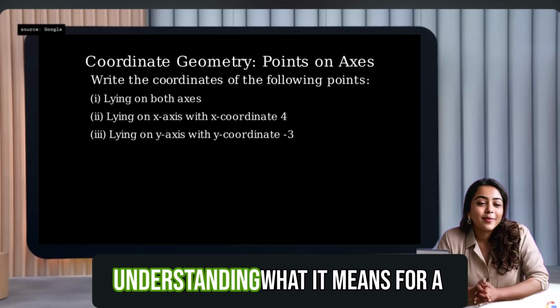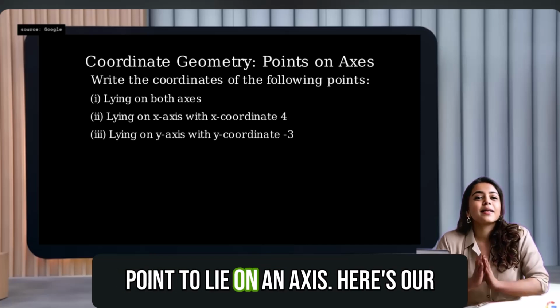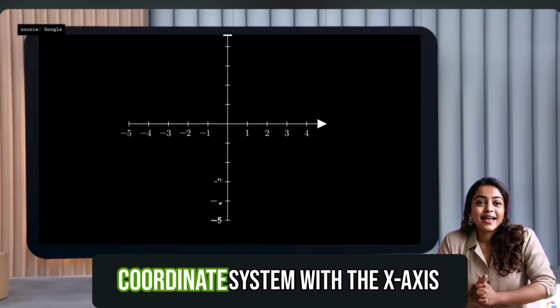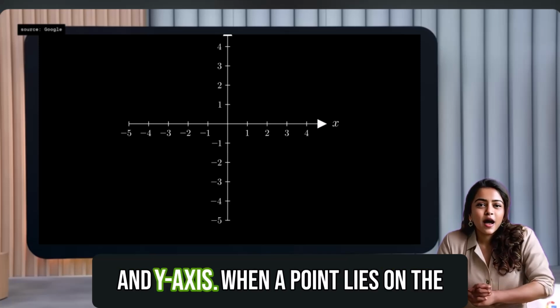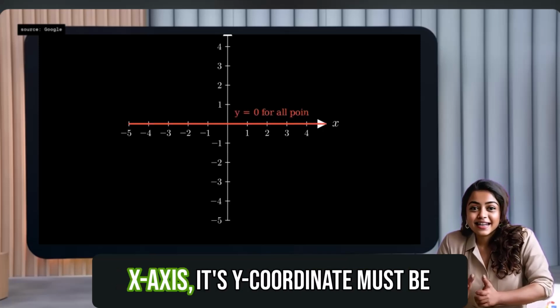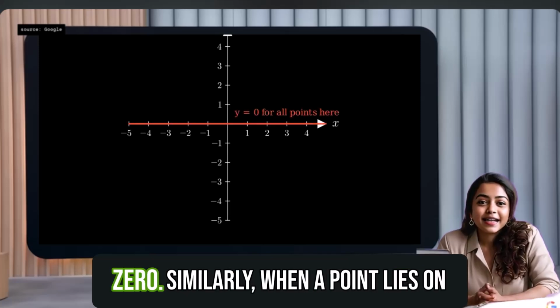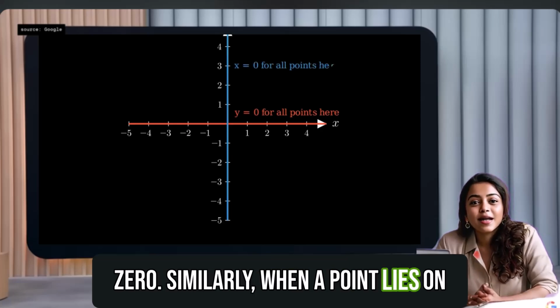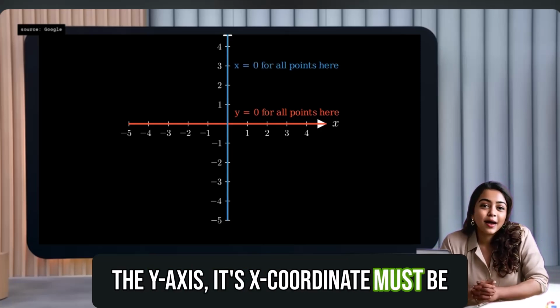Let's start by understanding what it means for a point to lie on an axis. Here's our coordinate system with the x-axis and y-axis. When a point lies on the x-axis, its y-coordinate must be 0. Similarly, when a point lies on the y-axis, its x-coordinate must be 0.